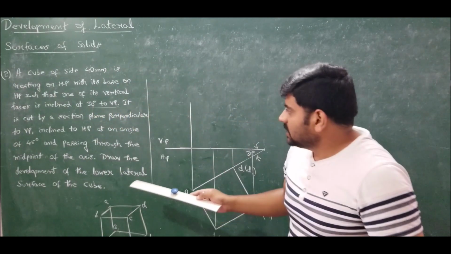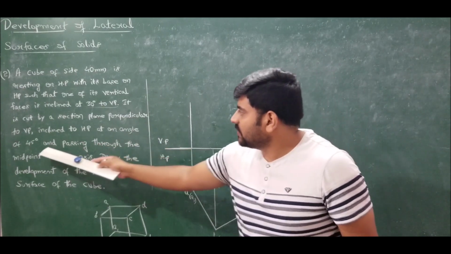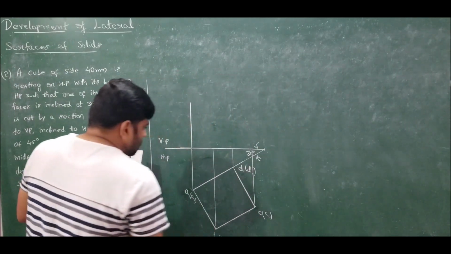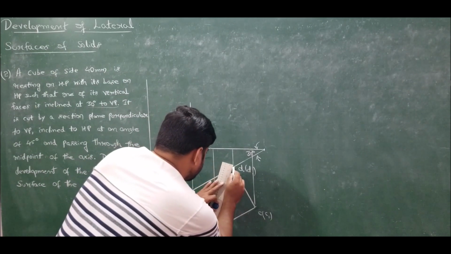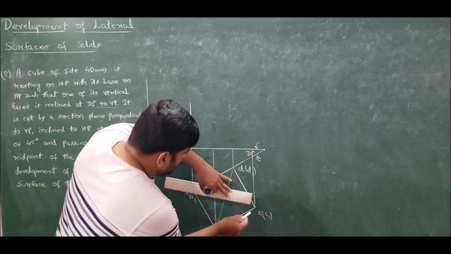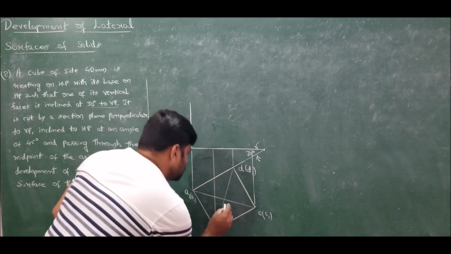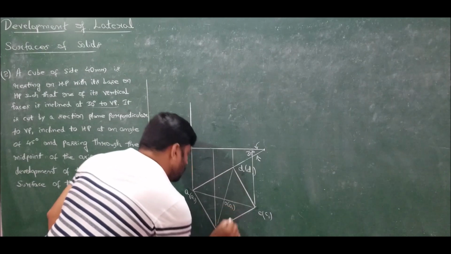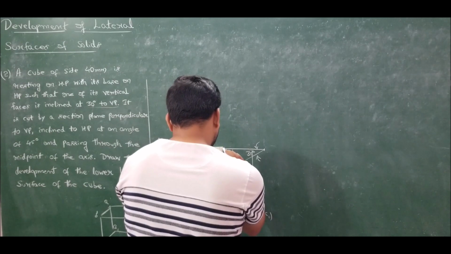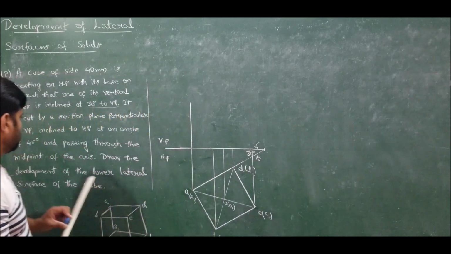And one more thing, do I require the axis? It is cut by a section plane perpendicular to VP, inclined to HP at an angle of 45 degrees and passing through the midpoint of the axis, he says. So I want the axis. So get the axis also by connecting opposite corners. Generate the diagonals. Intersection of diagonals will give us the center. From the center I can extract the axis. Correct? So this is the center, O1. This is required because the cutting plane is passing through the axis at a distance of 20 mm, because it bisects, that is, at the midpoint.